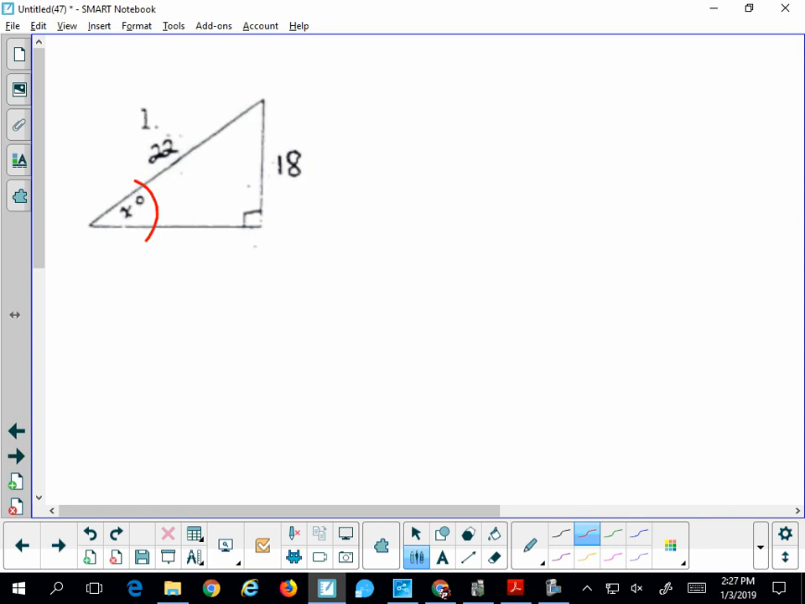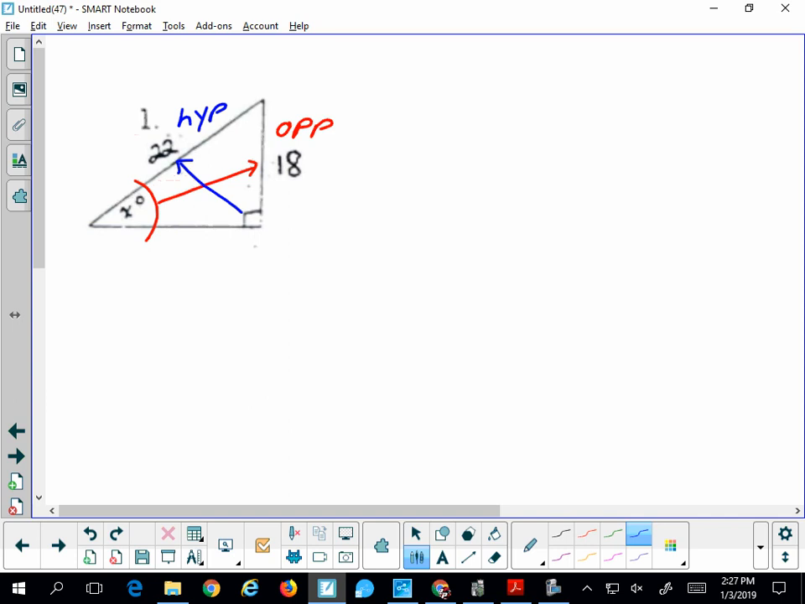In this case, since my reference angle is x down here on the bottom left, the side that's across from the x over here is my opposite side. So that's my opposite side. And then the side that's across from my 22 over here, which is across from my 90-degree angle, is the hypotenuse. So those are the two sides that I'm using to determine which of the three trig functions I'm going to use.